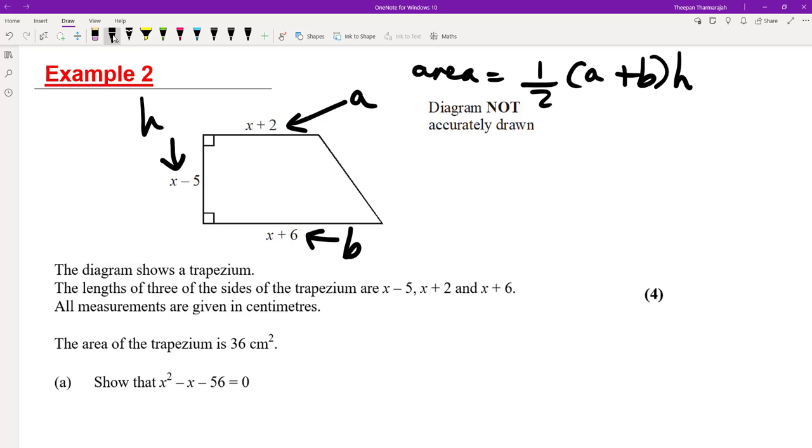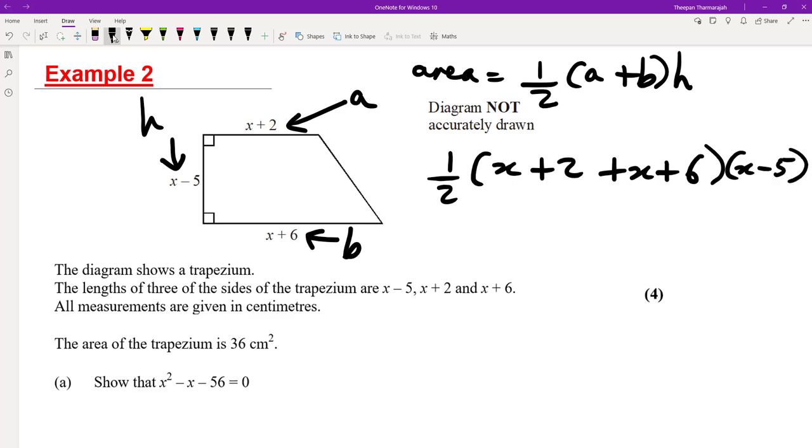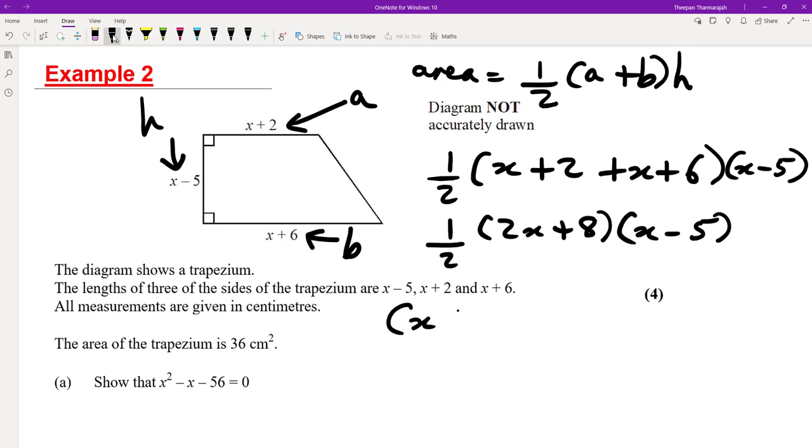So what we're going to do is substitute those values in. I'm going to say a half times, now A is x plus 2, B is x plus 6, so I'm going to write plus x plus 6 here, multiplied by the height of x minus 5, like so. So that will give me a half times 2x plus 8, and then x minus 5. Now I'm going to halve all of 2x plus 8 because everything's being multiplied. So I get x plus 4 times x minus 5.